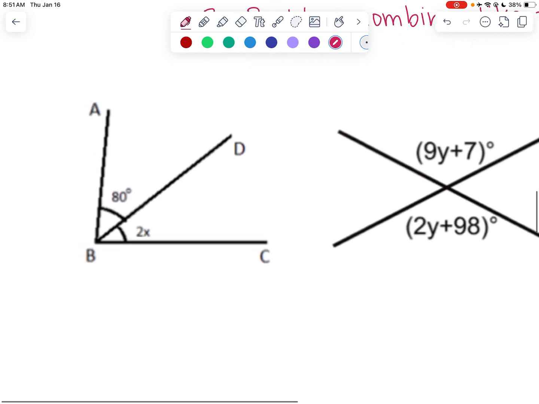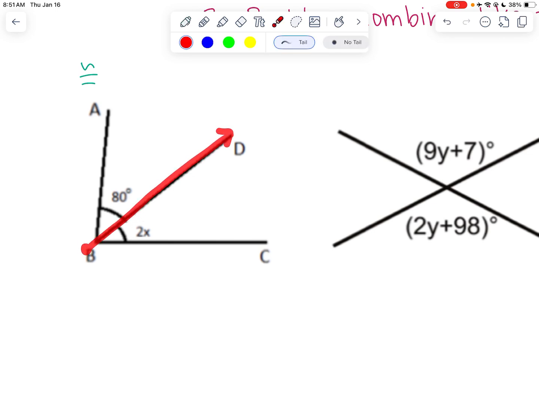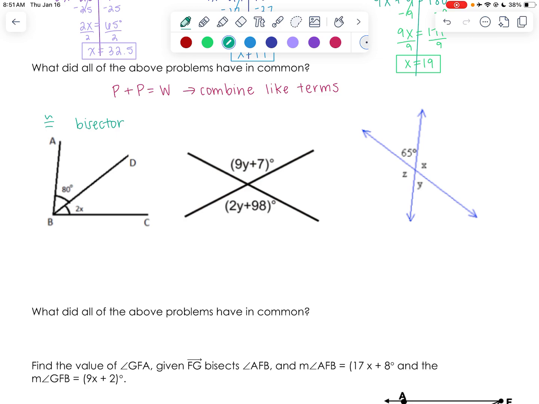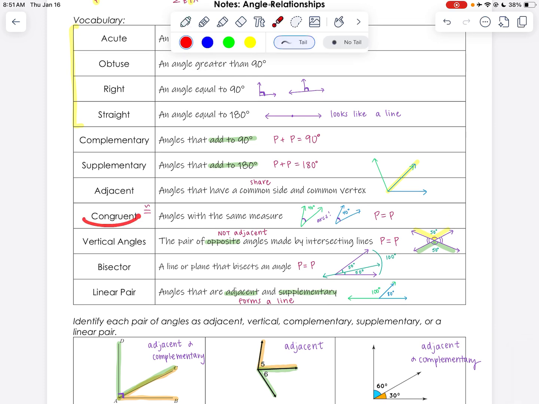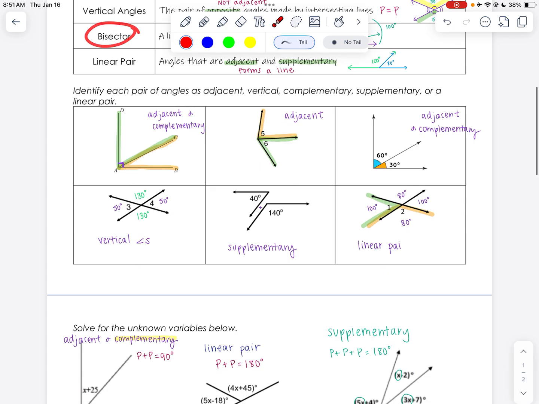So taking a look at this problem right here, these arcs mean that your angles are congruent. I'm going to use the symbol for congruent. It also means that this thing cut my angle in half. And maybe you remember that the word for cutting things in half was a bisector. Now, if you can't remember what congruent or bisector mean, go back and look at your vocabulary. Congruent means they have the same measure. Bisector cut it in half, which made them the same. And both of those things tell you that it's going to be part equals part.